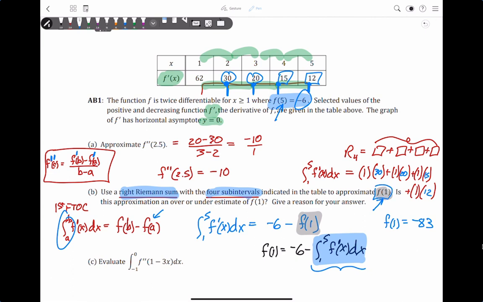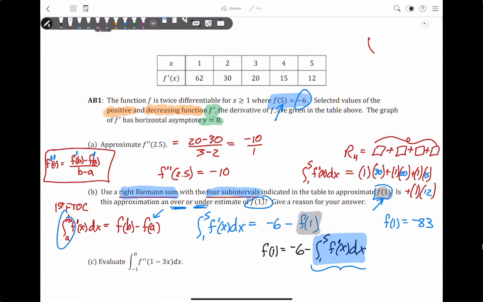And the question is, is it an under or an over approximation with this f of 1 being -83? Well, let's look at what we were given originally up here with this f prime of x graph. It said that not only is it positive, but it was decreasing, okay? So imagine this function is decreasing. It has this horizontal asymptote at y is equal to 0. So from 1 to 5, it's decreasing, if you will. Let's say this is 1, this is 5. This is just a quick sketch. If I did right Riemann sums, it obviously is going to be an under approximation.